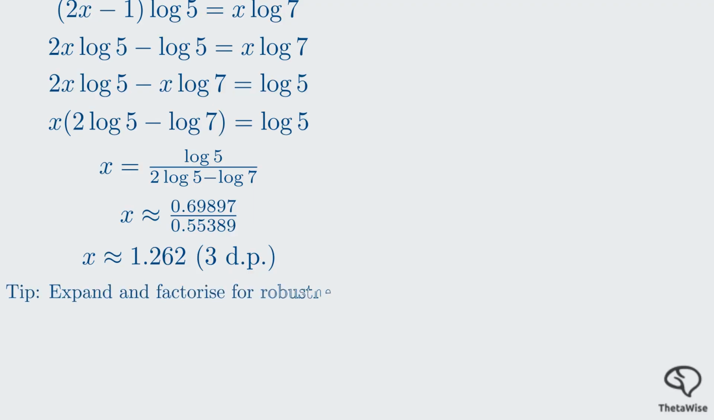Alternative methods, like trying to use a change of base formula immediately, are often more prone to algebraic errors. Expanding and factorizing is the most robust way to secure all marks in the exam.